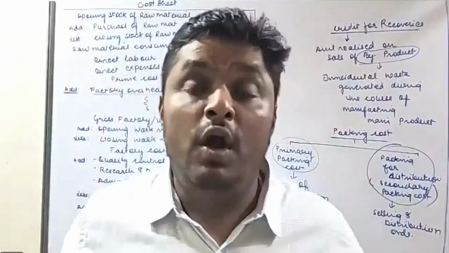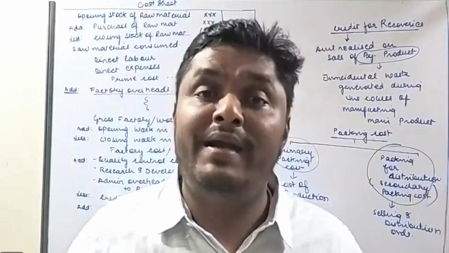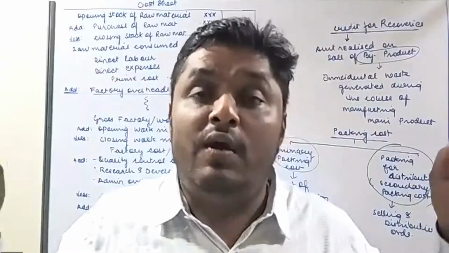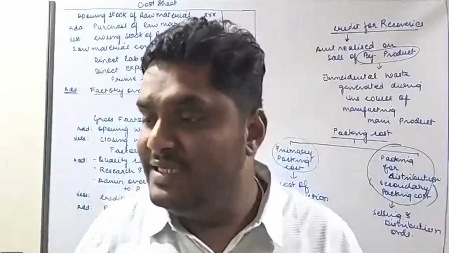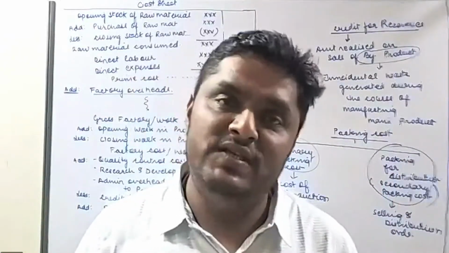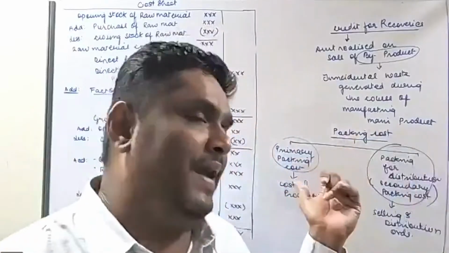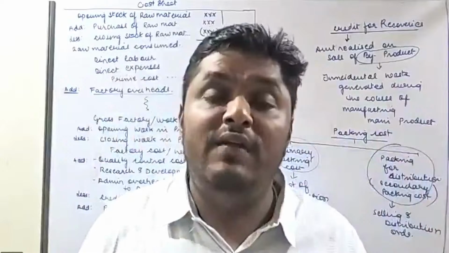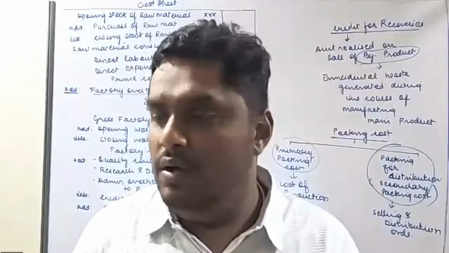Now, when talking about the secondary packing cost, let's say 50 bottles are packed in a container. So that cost of container is what my secondary packing cost. If you guys have any doubts or queries, please post. So the cost of Tetra packs or plastic bottle is primary packing cost. The cost of container wherein 50 bottles are packed together is my secondary packing cost.